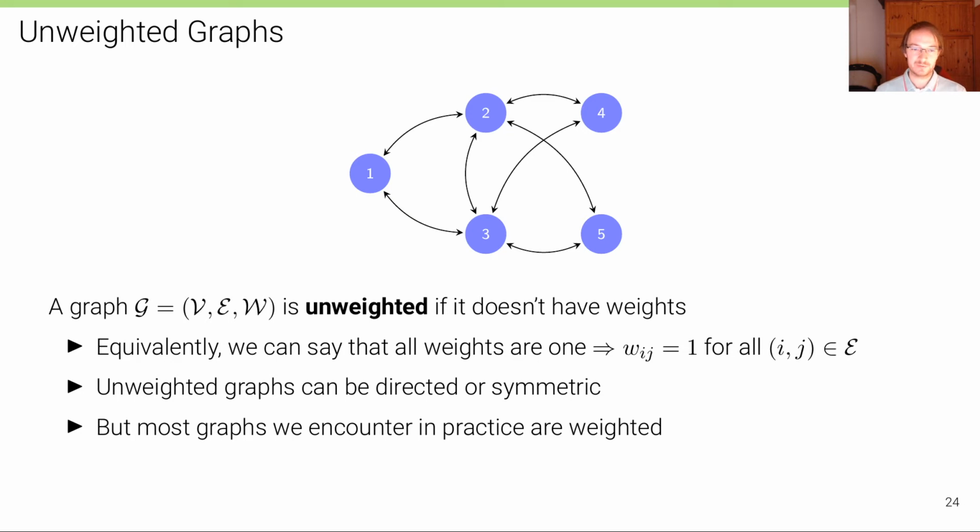Furthermore, a graph G is called unweighted if it doesn't have weights. Equivalently, we can say that all weights are 1. And this is the typical way of formulating this, and we are going to have a look at some of these examples in the following slides, just because weights of 1 are simple to work with.